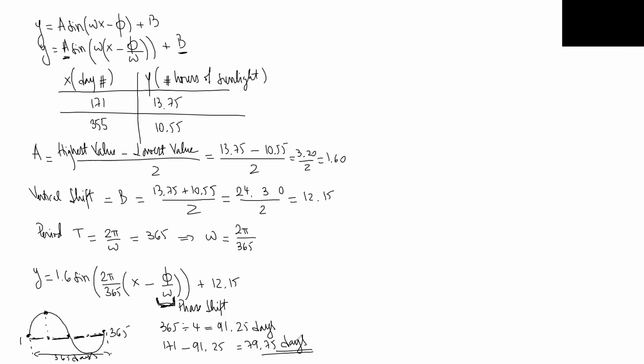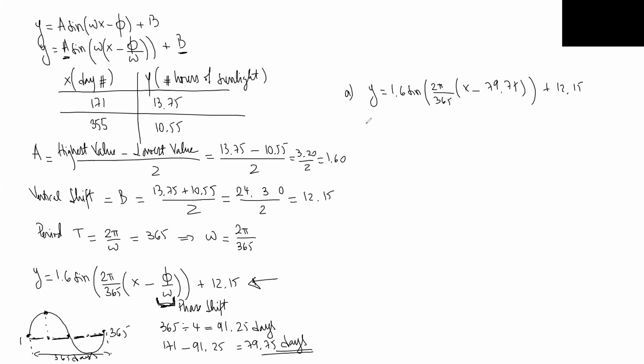Again, how do we know? Because the maximum is happening at day number 171, which actually should happen at 91.25. So now we go back and we rewrite our sinusoidal function. We just say y equals 1.6 times sine of 2 pi over 365 multiplied by x minus, now I have to put a phase shift, which I said is 79.75, and then I have to add 12.15. Okay, so that was question A.